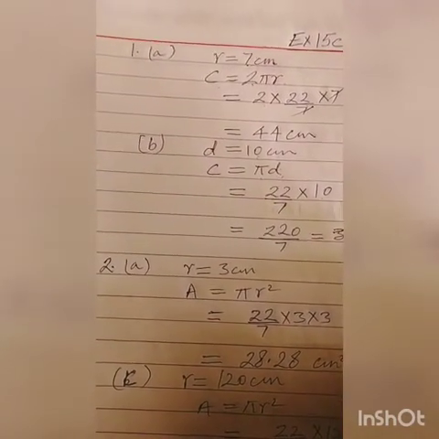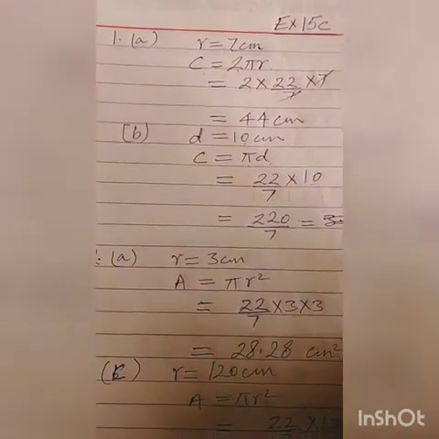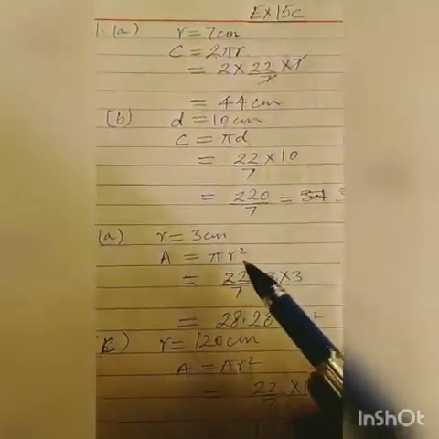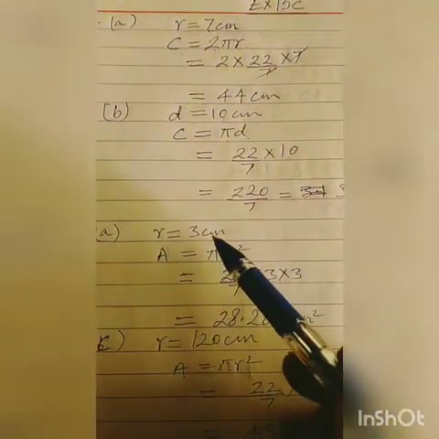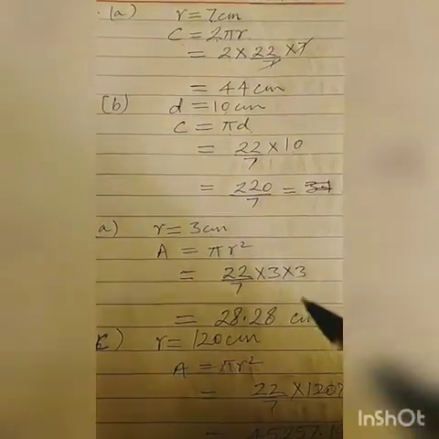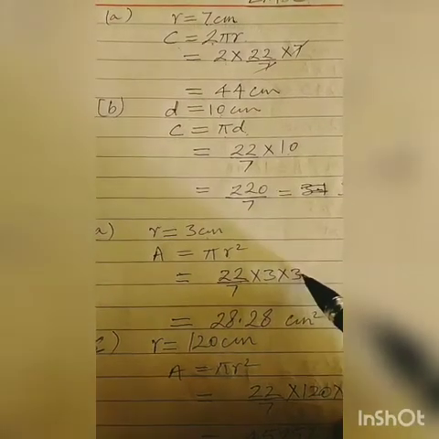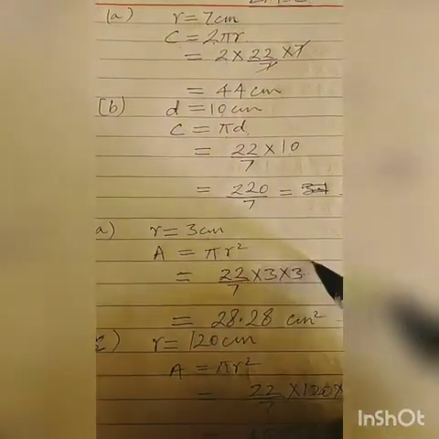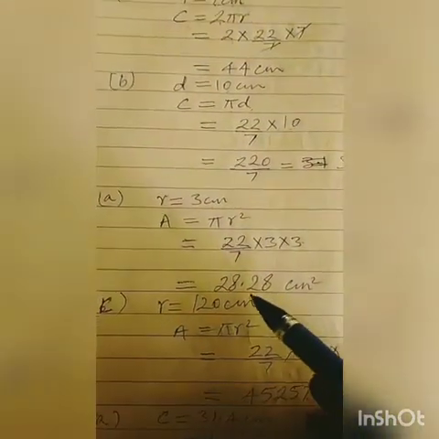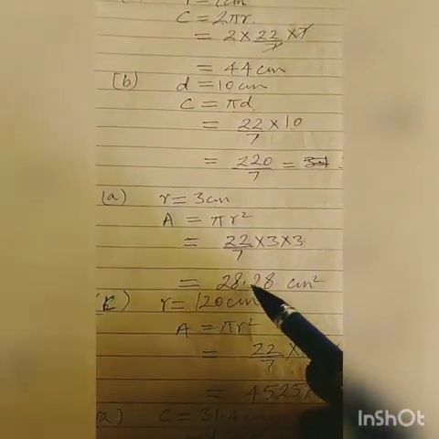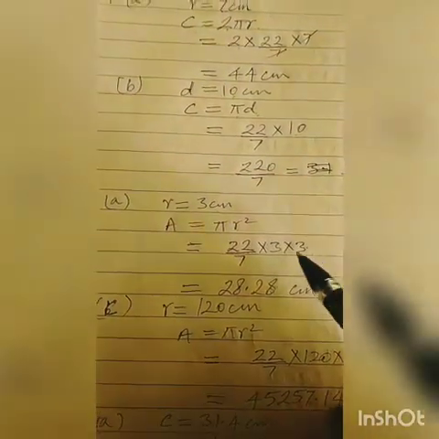Okay, second one, you have to find the area. So area of circle, what is the formula? Pi r square is the formula. Here radius is given 3 centimeter. So pi into r, now multiply them and divide by 7, and we get here 28.28 centimeter square is the area.